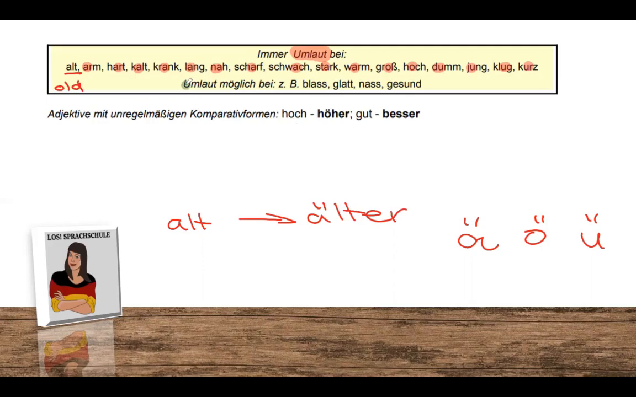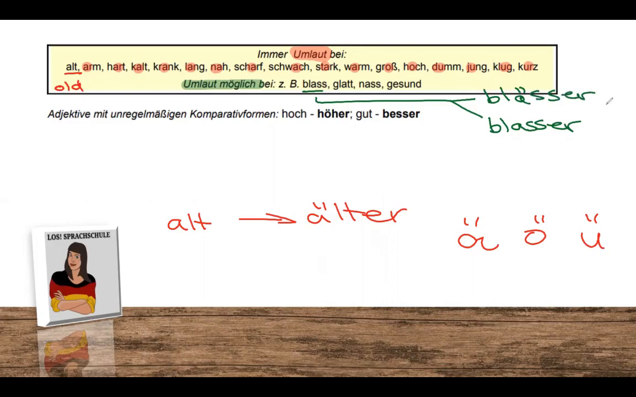Then we have "Umlaut möglich". It means an umlaut is possible. So you have the option. This is a little strange, I agree. So for example, blass. Blass by itself means pale. And now you have two options. You can just put the ER to make it more pale, paler, blasser. But you can also do as we did before and make it blässer.